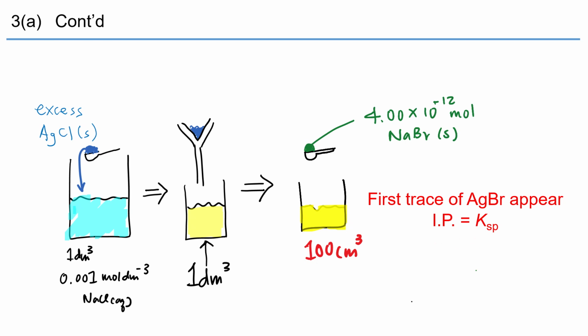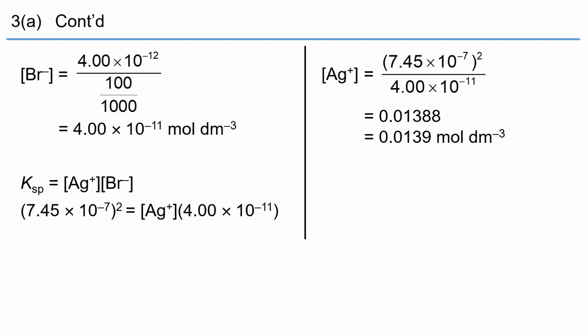Okay. Now, with this entire scenario in mind, let's work out what the question wants for us. The first thing you have to do is calculate the concentration of your bromide ions, because this is the amount, the moles that you use, and you dissolve it in 100 cm³ of the filtrate. That's why I can use the amount of moles divided by 100 cm³. Here, when I divide by 1000, it is to convert it into dm³.